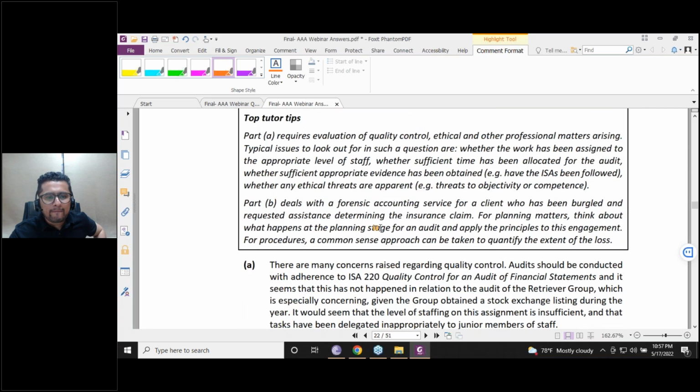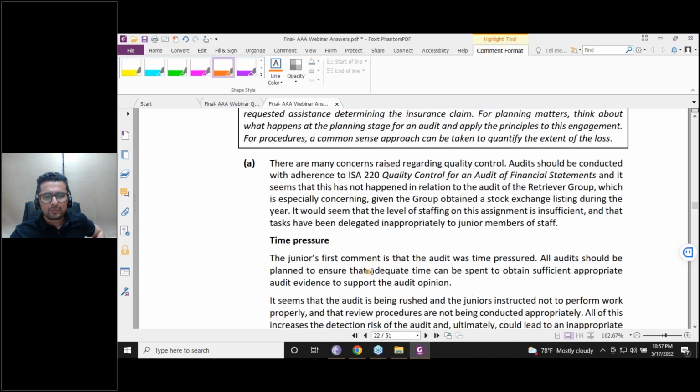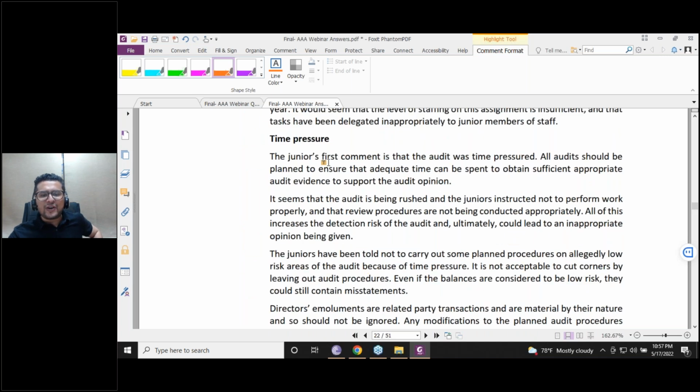Here is the Retriever. Part A requires the evaluation of quality control, ethical and other professional matters arising. Typical issues, same old issues. Is this clear? Appropriate level of staff, sufficient time, sufficient appropriate evidence has been obtained. Ethical threats such as management threat, advocacy threat, self-interest, self-review, all that. So the junior's first comment is that audit was time pressured. This is how you need to answer.